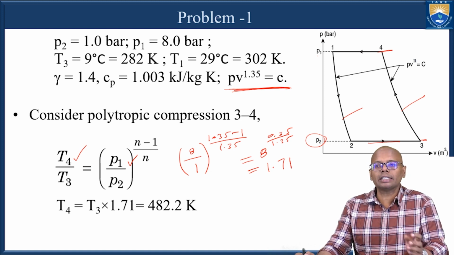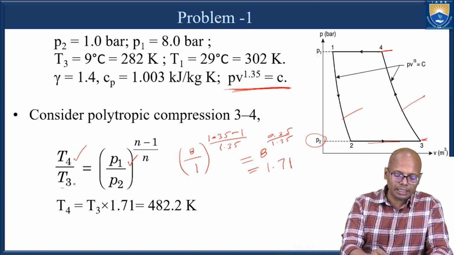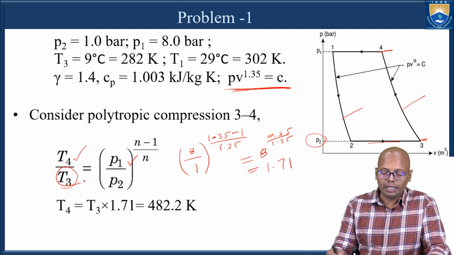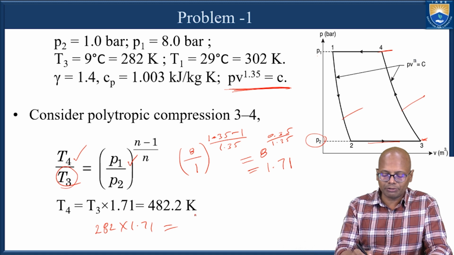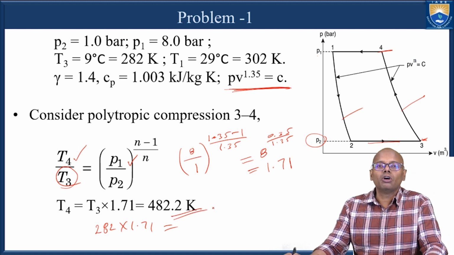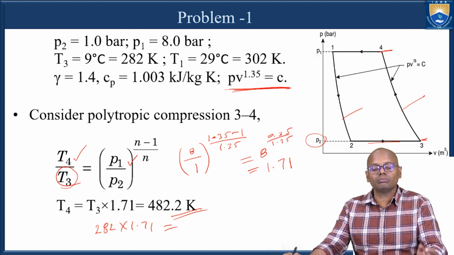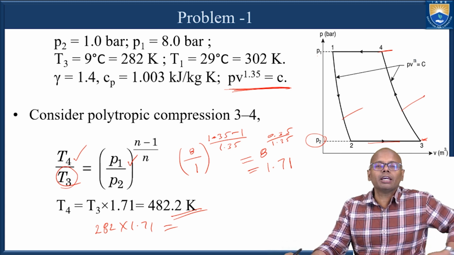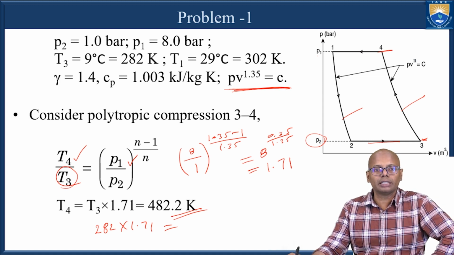Now I know the temperature at the inlet of the compressor. The temperature at the inlet of the compressor is T3. If I multiply T3, what is the T3 value? It is nothing but 282 Kelvin into 1.71, and that will give us the value as 482.2 Kelvin. So this is the way we identify the unknowns from the given known values in this kind of problem.